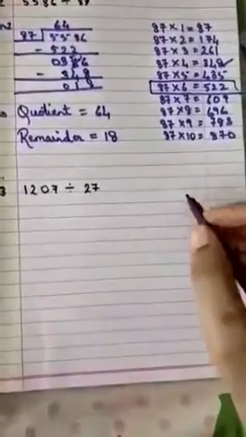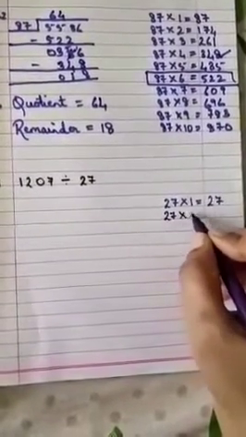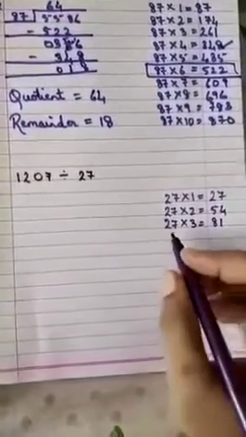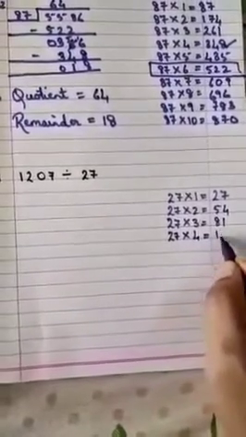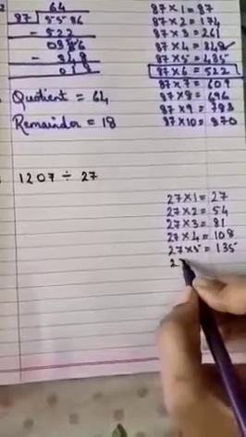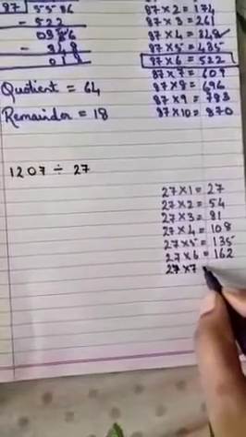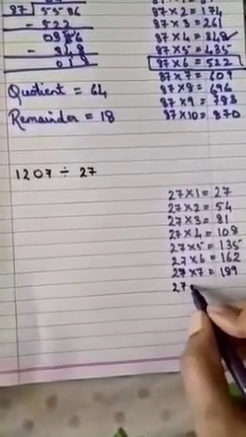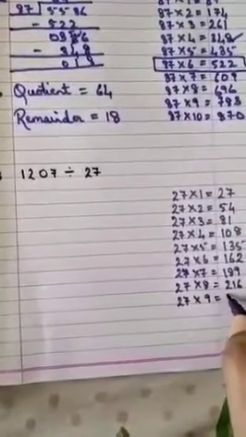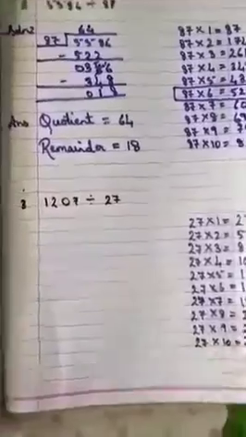1207 divided by 27. So we will write here the 27 table. 27 ones are 27, 27 twos are 54, 27 threes are 81, 27 fours are 108, 27 fives are 135, 27 sixes are 162, 27 sevens are 189, 27 eights are 216, 27 nines are 243, 27 tens are 270. Now we'll do the division.